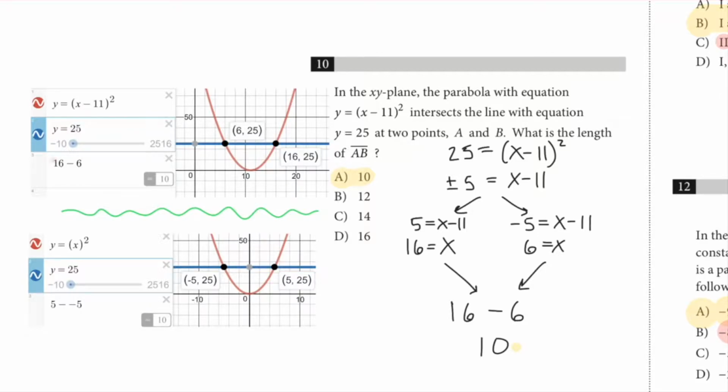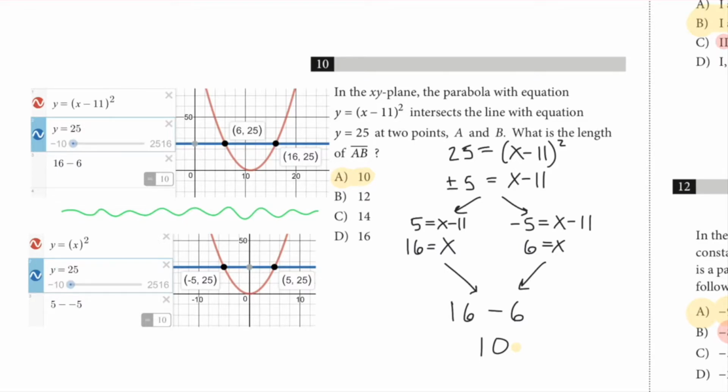Notice we got 16 minus 6 here, but if you shifted the parabola back over to y equals x squared, like if you deleted the minus 11, then you would get positive 5 and negative 5, and we subtract, then you also get 10. The horizontal location of the parabola does not matter. You could have just as easily said, solve the equation x squared equals 25. The two answers are 5 and negative 5. Subtract them and you get 10, the distance between these two.